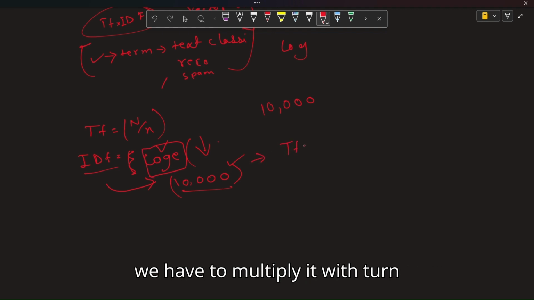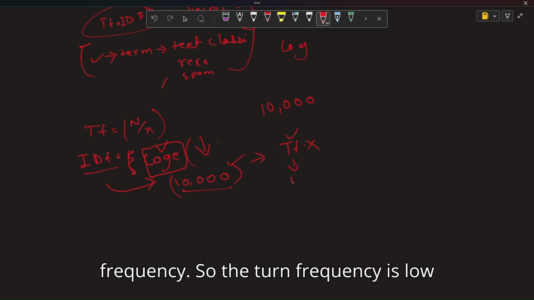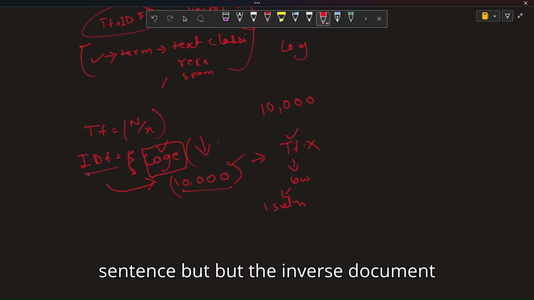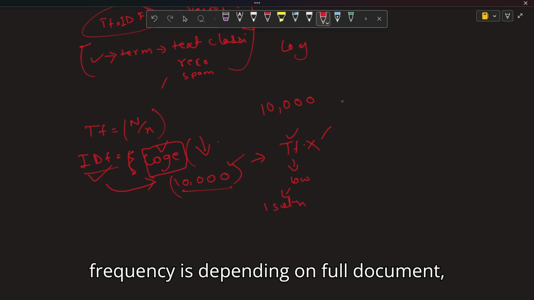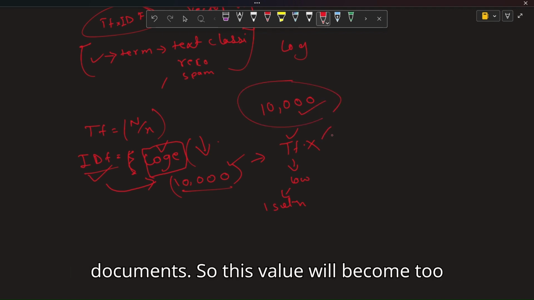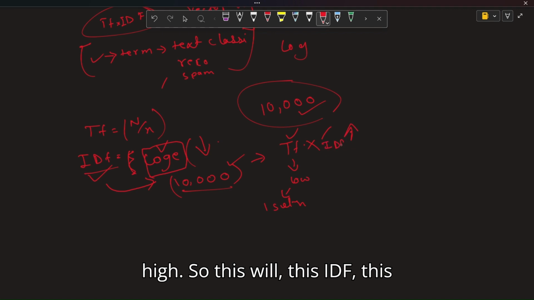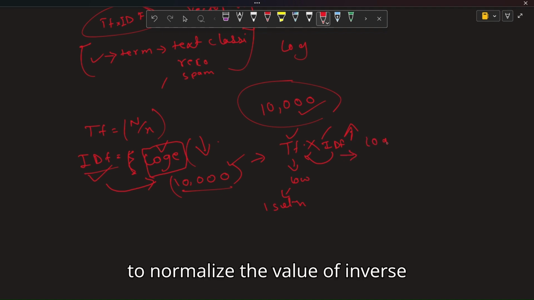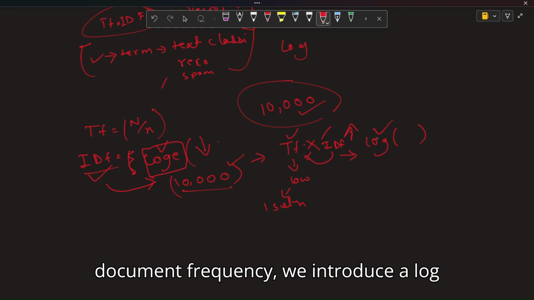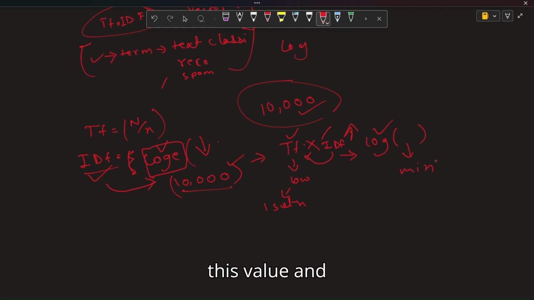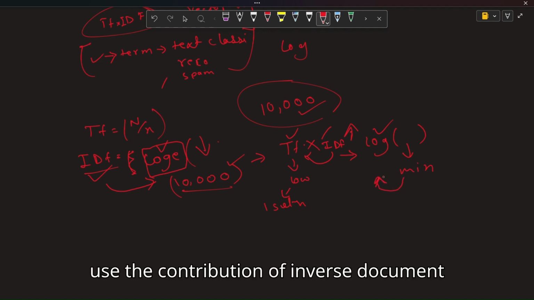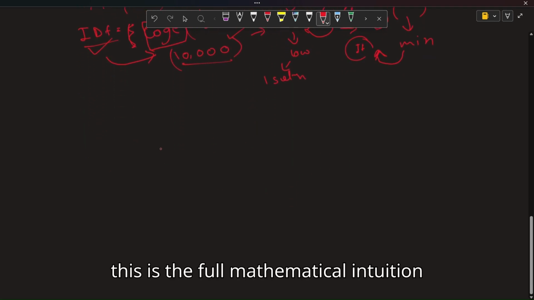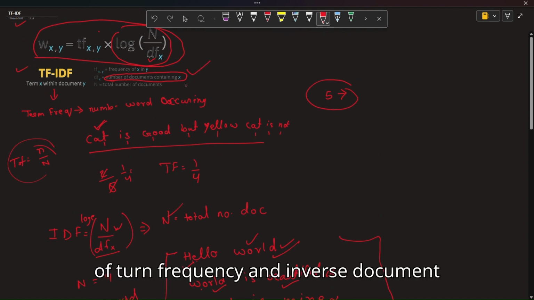Now ultimately we have to multiply it with term frequency. The term frequency is low because it only depends on one sentence, but the inverse document frequency depends on the full document, the number of documents, which means 10,000 documents. So this value will become too high, and this IDF will dominate over the term frequency. So to normalize the value of inverse document frequency, we introduce a log here to minimize this value and reduce the contribution of inverse document frequency relative to the term frequency. So this is the full mathematical intuition of term frequency and inverse document frequency.